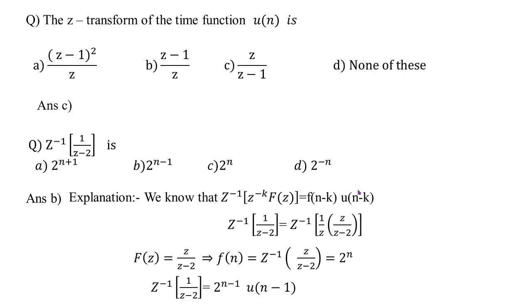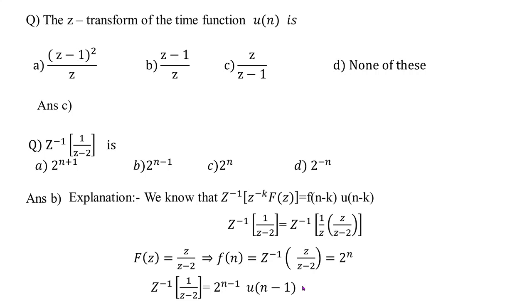So just put in this formula. So we want f of n minus k. So in this formula just replace n by n minus 1. What you will get is 2 raised to n minus 1, and then into u of n minus 1. So that's how the inverse of this particular function is evaluated.